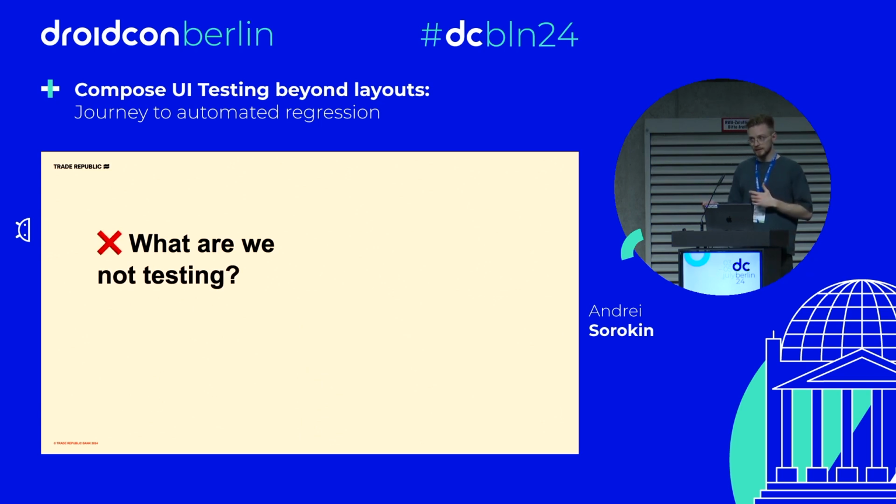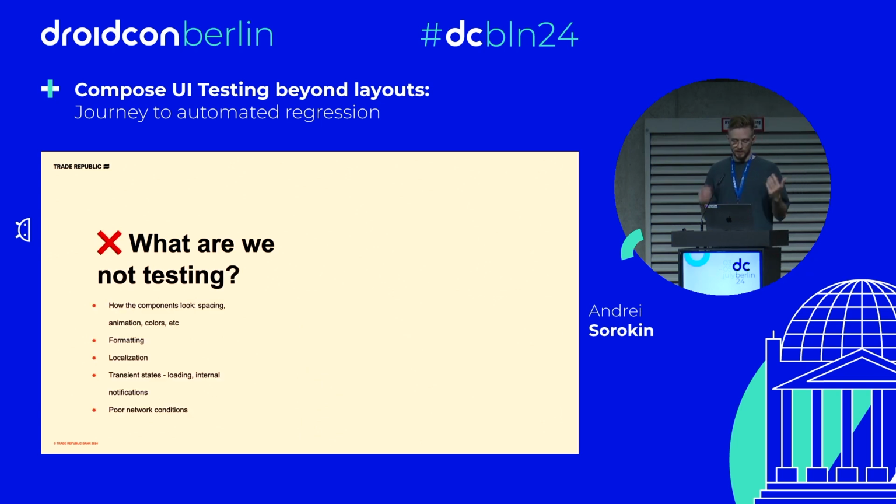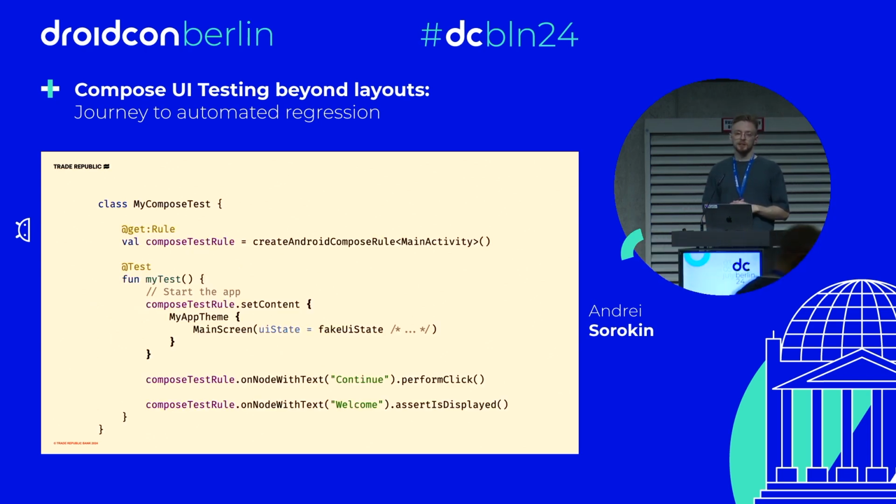What are we not testing here? Things like the visual representation of a component on the screen, or formatting, localization, or intermediate states that we know are going to resolve to something else. We could potentially introduce some flakiness in our tests, as well as artificially slow them down to test some poor network conditions, right?